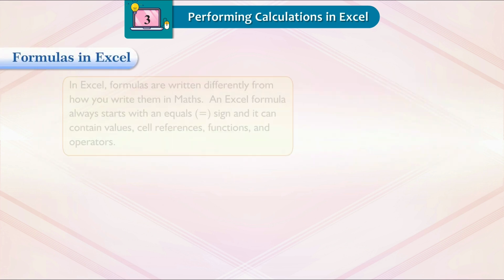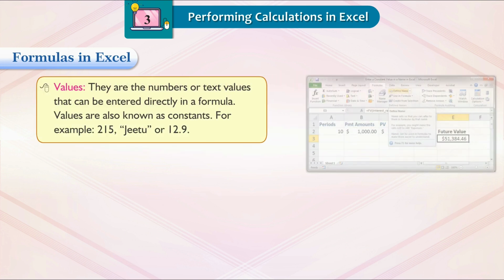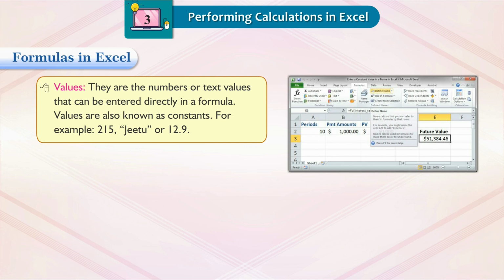Formulas in Excel. In Excel, formulas are written differently from how you write them in maths. An Excel formula always starts with an equals sign and it contains values, cell references, functions, and operators. Values. Values are the numbers or text values that can be entered directly in a formula. Values are also known as constants. For example, 215, G2 or 12.9.